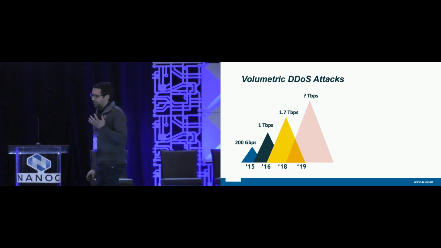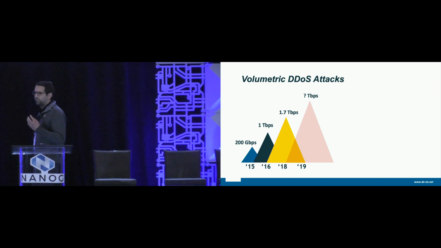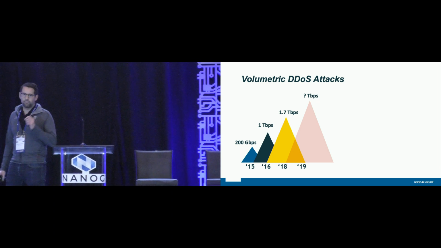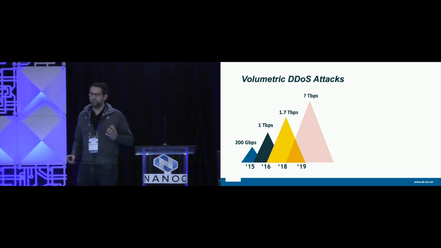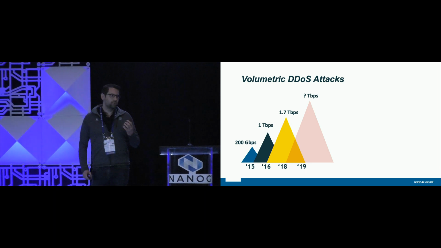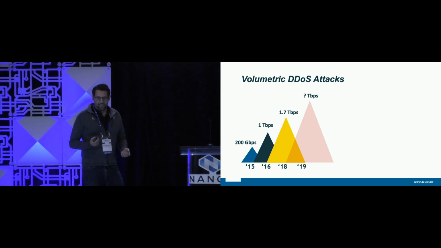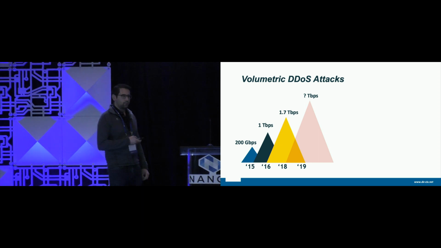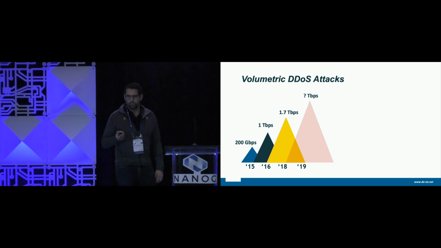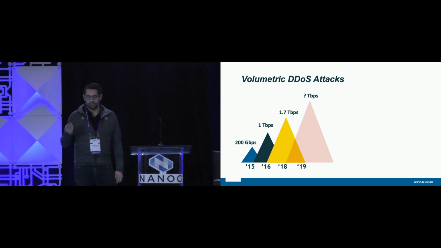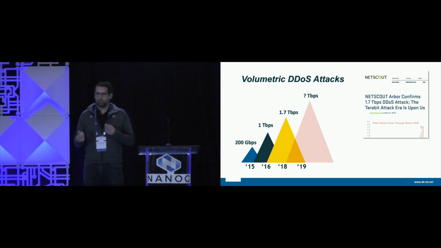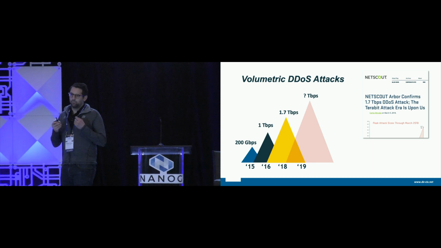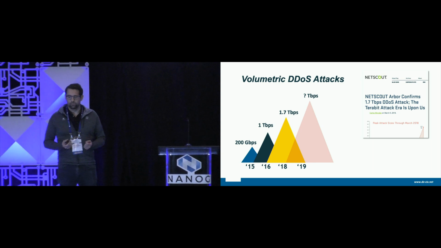We see in 2015, back then, it was like 200 gigabits. I dug up the news and media reports about it. It was a big thing. 200 gigabits, oh hell, what can we do? What's happening? And just a year later, we had a new record of 1 terabit per second peak, and then 1.7, so a new record again, and it was always big in the media. And we know this is a growing issue.